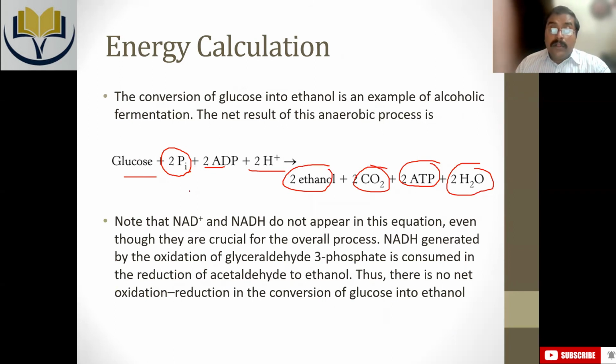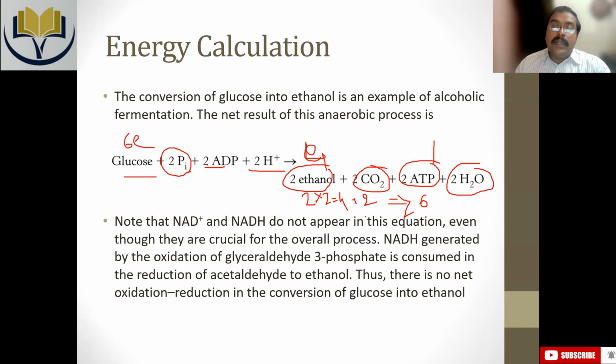If you calculate the total number of carbons, glucose has 6 carbons, and ethanol has 2 carbons each. We are considering 2 ethanol, so if you are not comfortable with 4, you can write 2 into 2, equivalent to 4, plus 2 here. So a total of 6 carbons are there, with the production of 2 ATP.